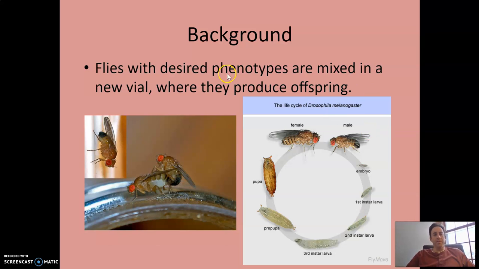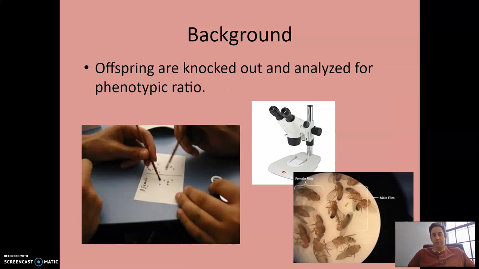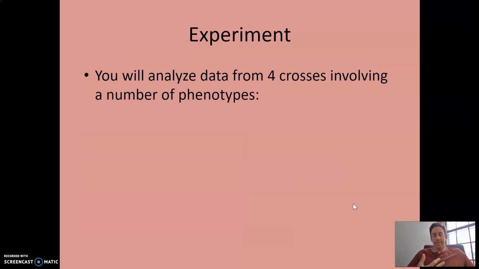So after you've sorted them, you take flies with the desired phenotypes and you mix them in a brand new vial. So if you want a red-eyed male and a white-eyed female, great. Take your red-eyed male, your white-eyed female, and put them together in a new vial, and then you're going to begin this process of mating and producing offspring. Then you get offspring, and again, you knock those offspring out, and you can count how many of each type are in there to get your ratios. So that's basically the background for how the data you're about to look at was acquired.